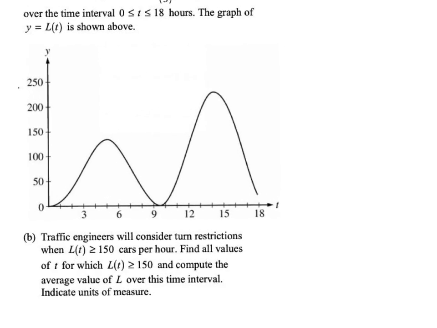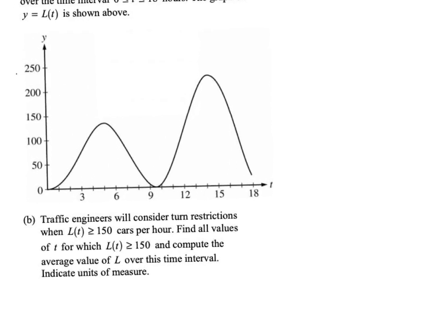All right, next up, traffic engineers are going to consider restrictions when L of t is greater than 150 cars per hour. Okay, find all values for which L of t is greater than 150. Just visually, this is not actually going to help me in terms of finding the numbers here, but I can see that there are going to be two values. And I'm going to graph the function L of t and set y1 equal to that. Y2 I'm going to set equal to 150 and find those intersections.